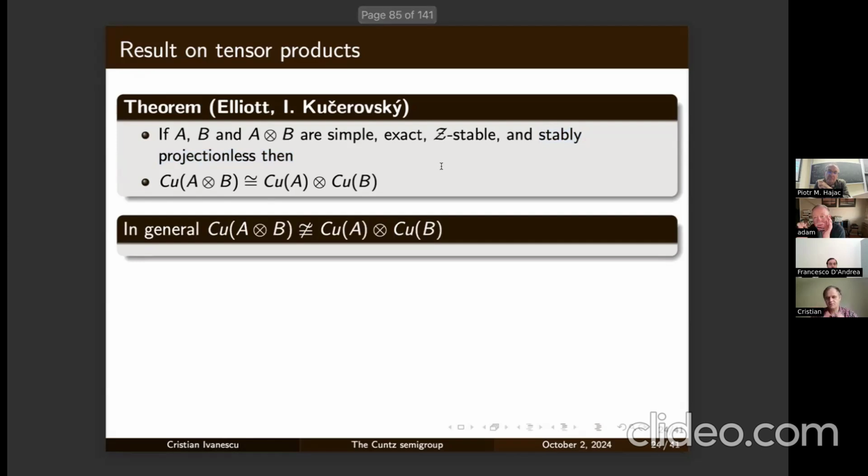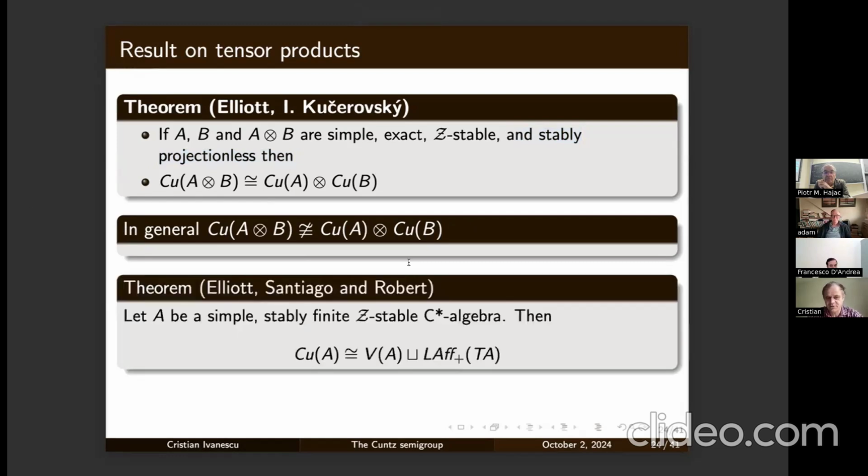So first of all, before I tell you about the result itself, how it's being obtained, let me say that in general, this is not the case. So the Cuntz of A tensor B is not isomorphic to Cuntz of A tensor Cuntz of B. So for us, it was very important to assume the stably projectionless property. Now, I'm going to explain shortly that indeed there are situations where this is not isomorphic. And that's how I'm going to talk about the map.